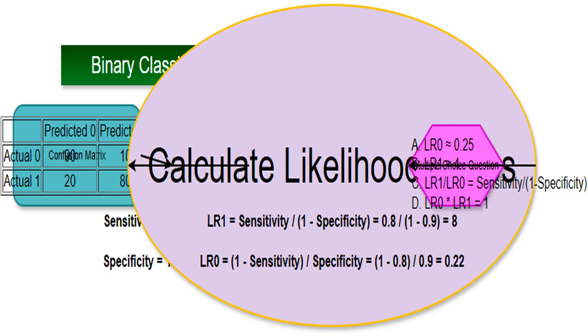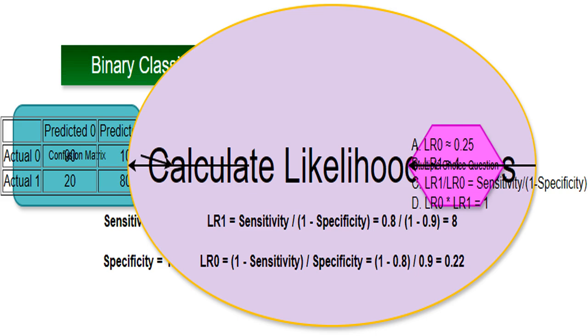I calculate the likelihood ratio for class 0, LR0. This is similar to LR1, but now it shows how much less likely a negative test is given a positive case compared to a negative case, class 0. The formula is 1 minus sensitivity divided by specificity. It is approximately 0.22. This means a positive test result is about 0.22 times as likely if the case is actually negative.